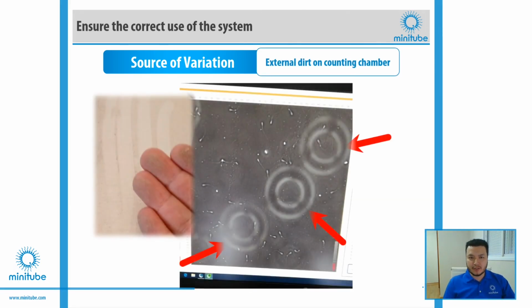External dirt on the counting chamber. Labs that don't properly clean the heating plates and the counting chamber prior to analysis will see these glowing circles on the screen. Sperm cells that are right over these circles during the analysis may not be detected by the system because of the different light intensity in comparison with the rest of the field. If you keep all this stuff properly clean, you will not have this issue.